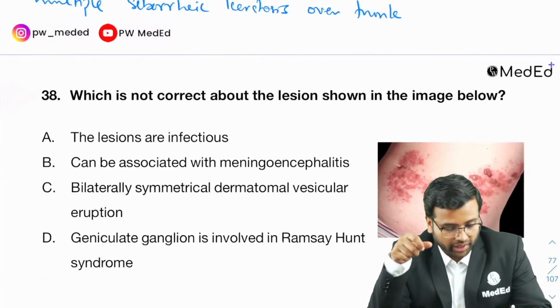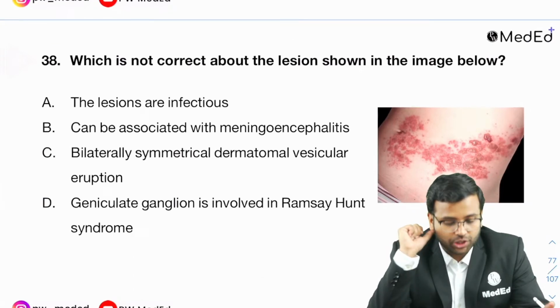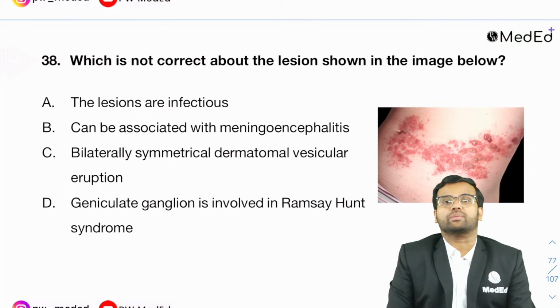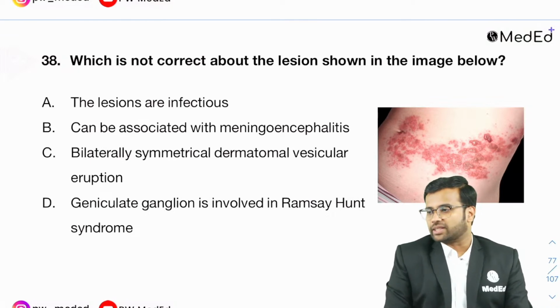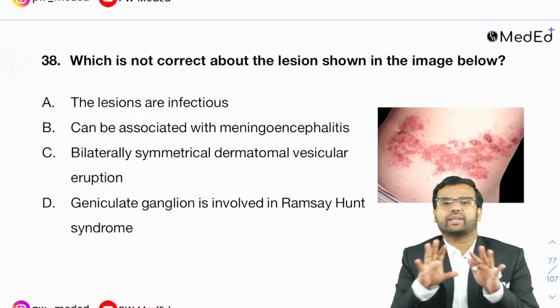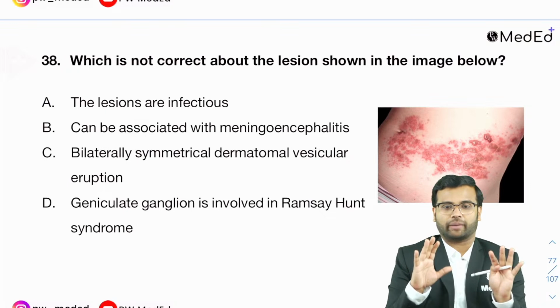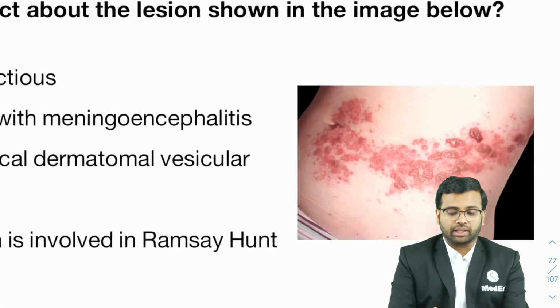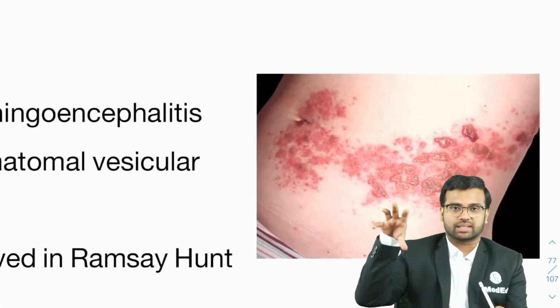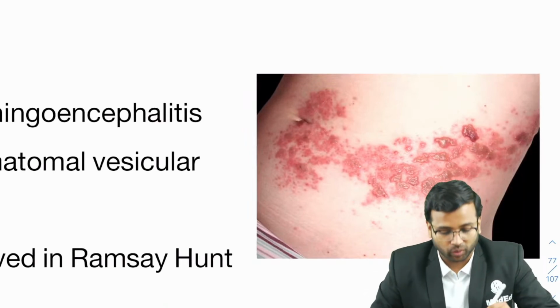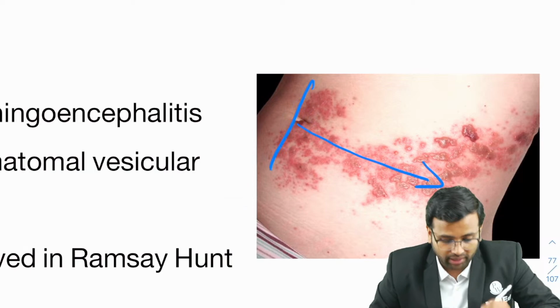So now let's move to the next question: which is not correct about the lesion shown in this image below? What is the right answer here? What is shown is a patient with an erythematous background, and over this background of erythema you can see multiple grouped vesicles. So, grouped vesicles on an erythematous background without crossing the midline.